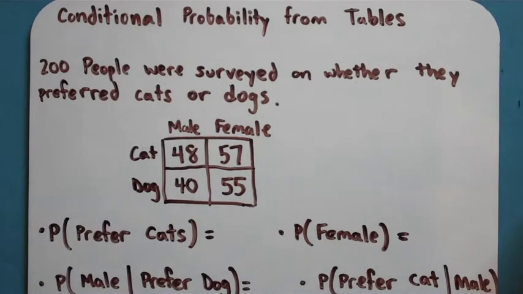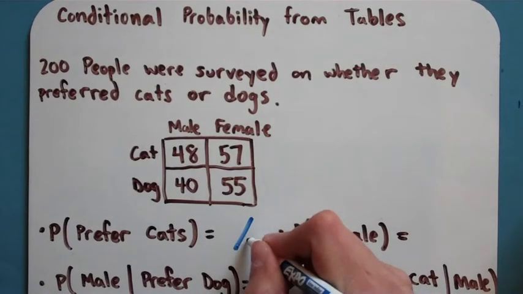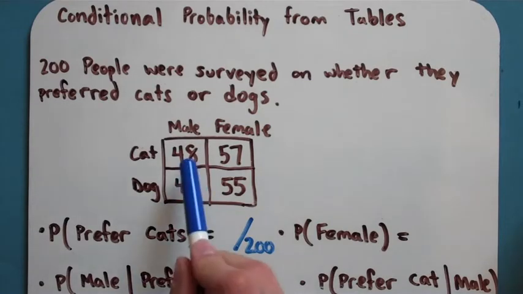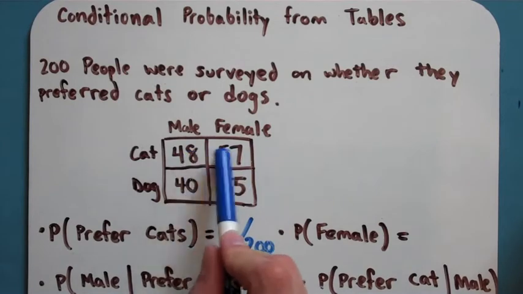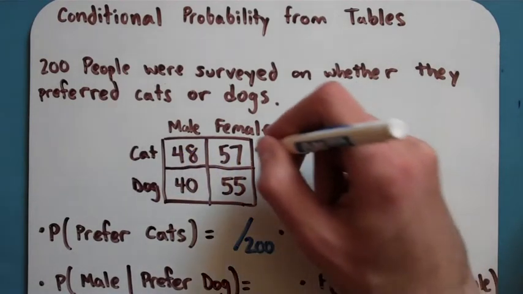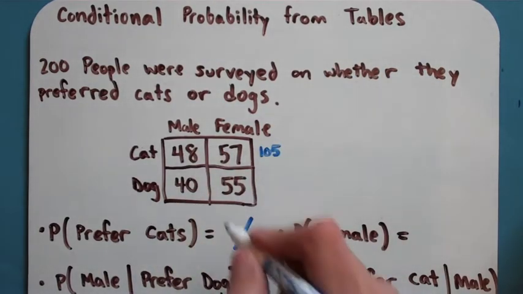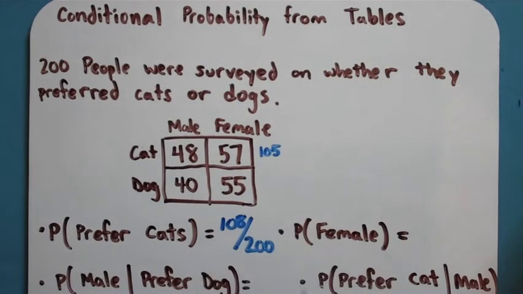So our first problem asks us to consider the probability that if you pick somebody at random, they're going to prefer cats. Well, there are 200 people here, so it's out of 200. For my top number, I need to figure out everybody who likes cats. The people who like cats are these ones and these ones over here. So I'm going to add those together, and I'll put that number over here just so we can see it. There are 105 people, 48 plus 57, who prefer cats. So we're looking at 108 out of 200, which if you divide that out is going to be 0.54. There's a 54% chance if you pick somebody out of this survey, they're going to prefer cats.